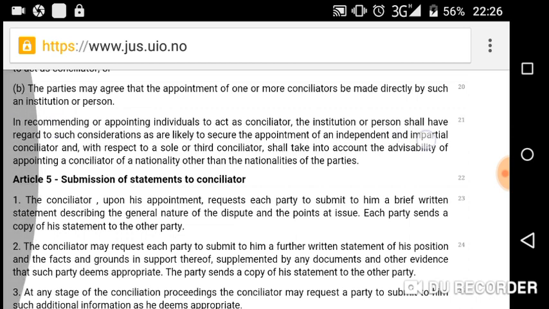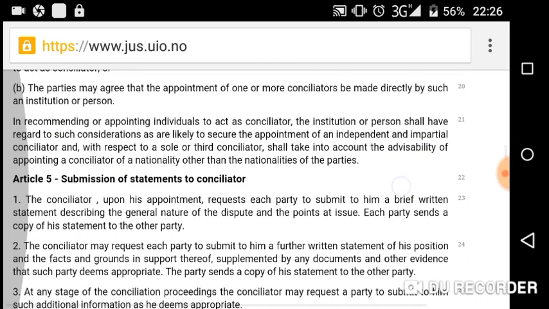Now here a paragraph is explained, a heading can be given, the qualification of conciliator. The conciliator must have qualifications: first independent, second impartial, third unbiased, and fourth, if there is a nationality concerned, a nationality other than the nationalities of the parties. They shall take into account the advisability of appointing a conciliator of a nationality other than the nationalities of the parties. Yeah, it can hold qualification. A suitable institution, person, a qualification can be regarded locally. Then importance is to be given to conciliation, and they will recommend or appoint.